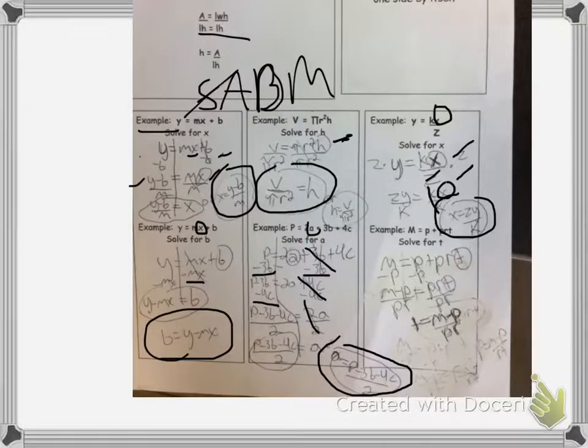Alright, last one. I got m equals p plus prt. Erase that a little bit so we can see it. So right here I'm solving for t. So I want to circle my t here. Alright, so I subtract p from both sides. Got m minus p. And divide by pr here on both sides. Alright, and I end up with t equals m minus p over pr.